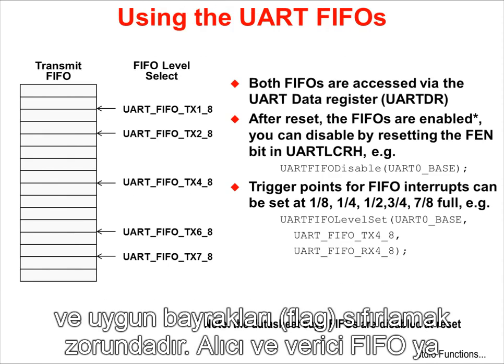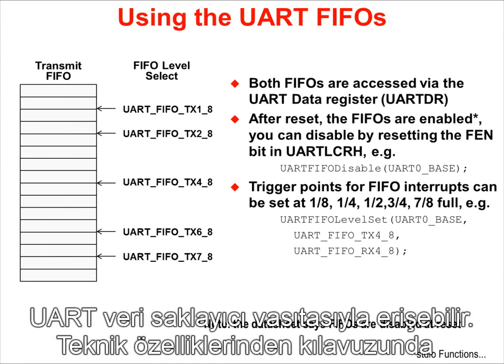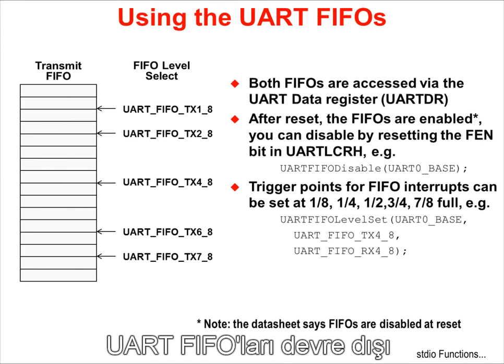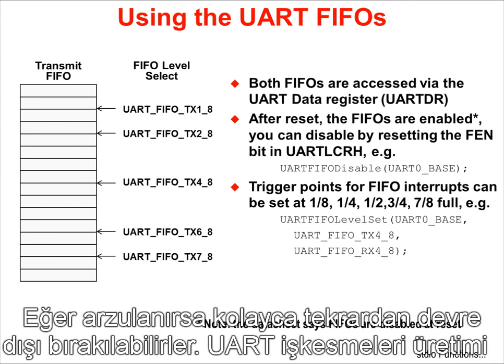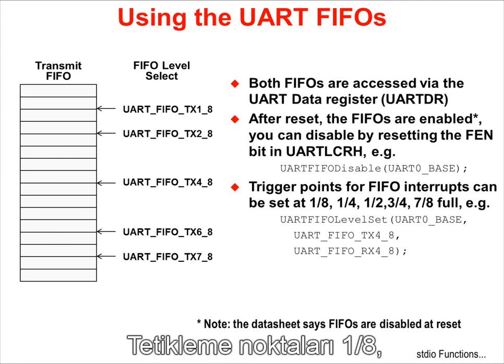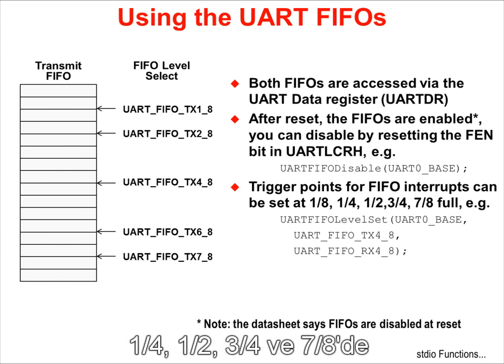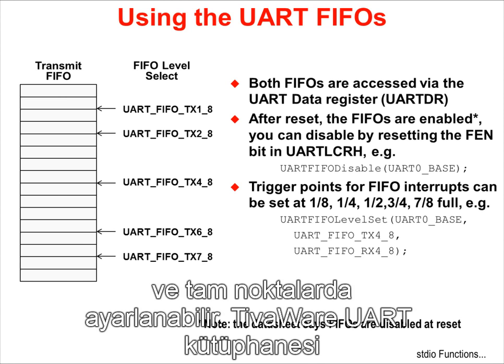Both the transmit and receive FIFOs are accessed through the UART data register. While the datasheet indicates that the UART FIFOs are disabled at reset, basic configuration of the UART module re-enables this feature by default. They can easily be disabled if desired. Trigger points for the generation of UART interrupts can be set at the 1/8, 1/4, 1/2, 3/4, 7/8, and full points.